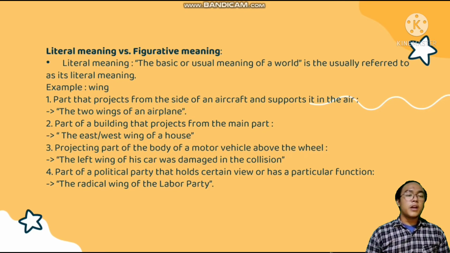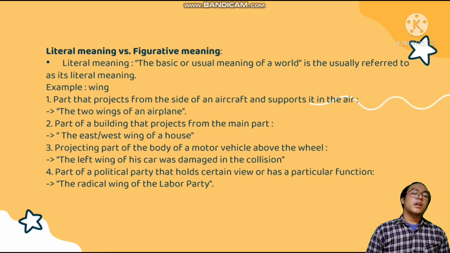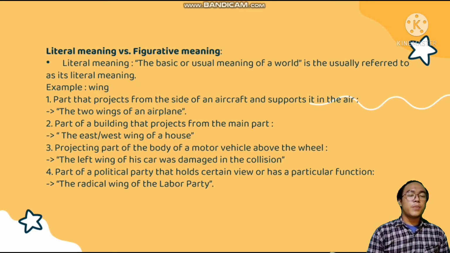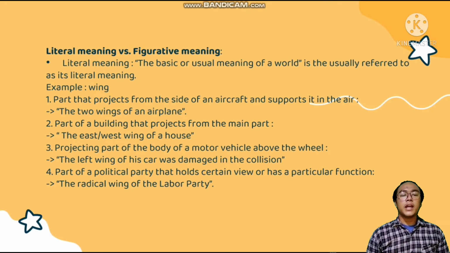Number 2 is the part of a building that projects from the main part, the east or west wing of a house. Number 3 is the projecting part of the body of a motor vehicle above the wheel. The left wing of his car was damaged in the collision. And number 4 is the part of a political party that holds certain views or has a particular function. The radical wing of the Labour Party.